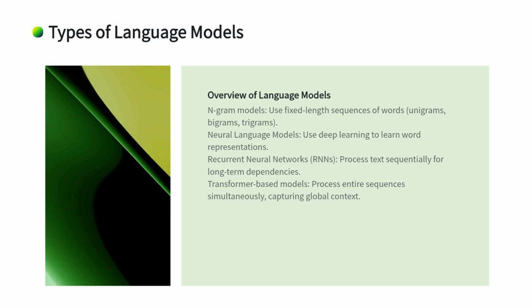Transformer-based models. These models, including BERT and GPT, use self-attention mechanisms to process entire sequences simultaneously, capturing long-range dependencies and contextual relationships more effectively than RNNs. Transformers are the state-of-the-art models in language modeling.